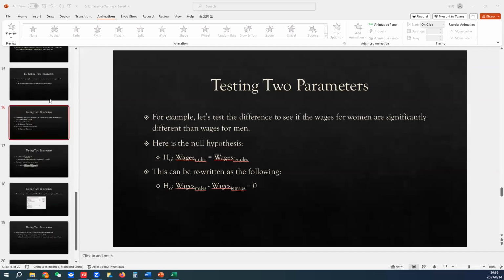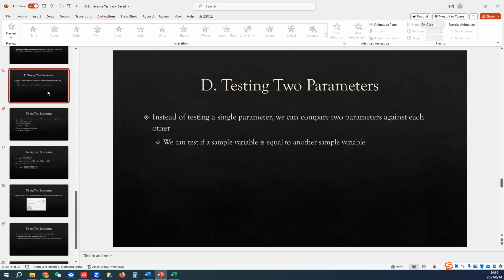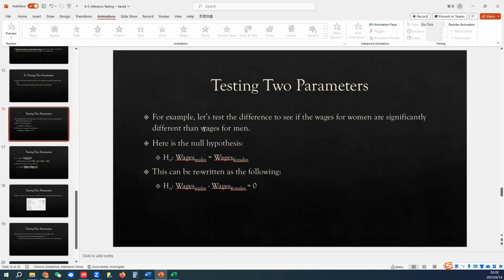So we may encounter a more complicated case than the previous one. Possibly we may compare two parameters against each other, two parameters of one variable. So we can test if a sample variable is equal to another sample variable or not. For instance, in the previous case, we can see if the wage for women is statistically different from the wage for men. So the null hypothesis is wage for men equals wage for women.